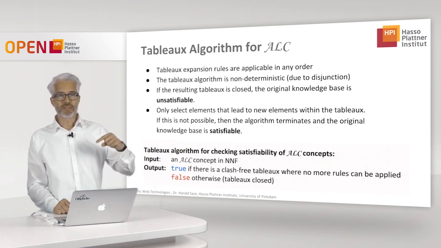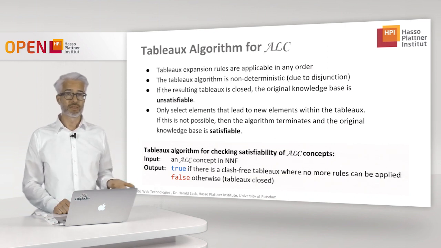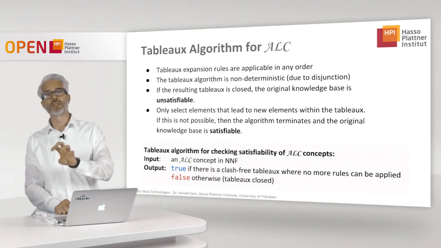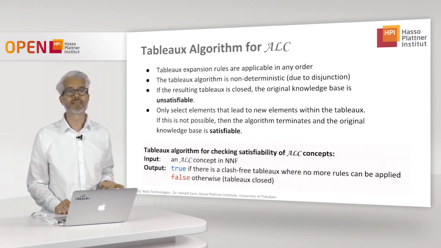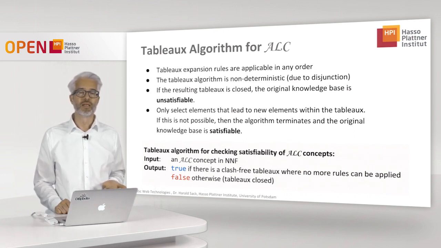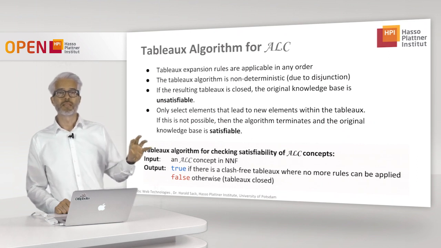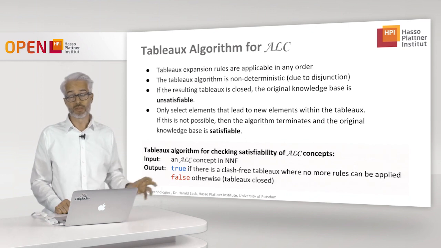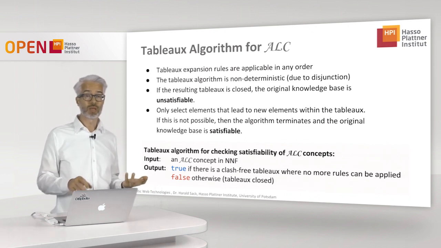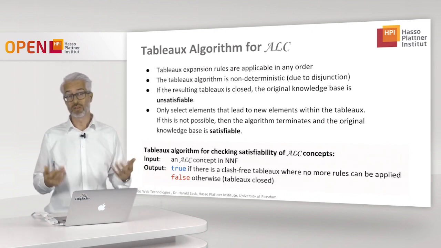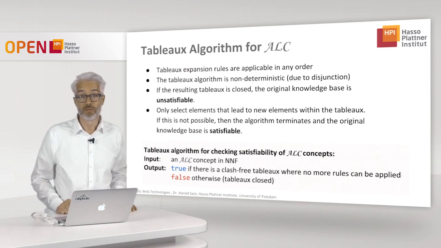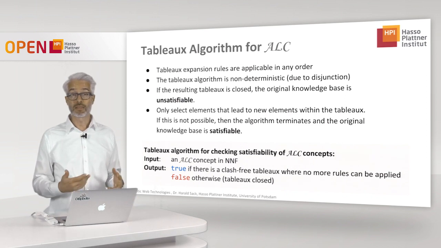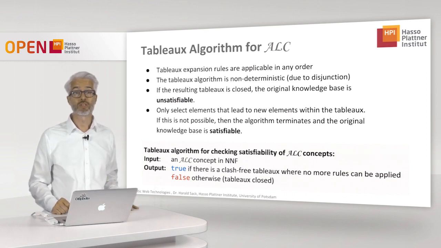And if it happens that you close the tableau, this is the same as in propositional logic or first-order logic, then the original knowledge base is unsatisfiable. And of course, you only select elements that lead to new elements within the tableau. Otherwise, you don't use these rules to come up with elements that already exist, because you know that this is futile. You want to introduce new elements and extend your knowledge base to find a contradiction there.